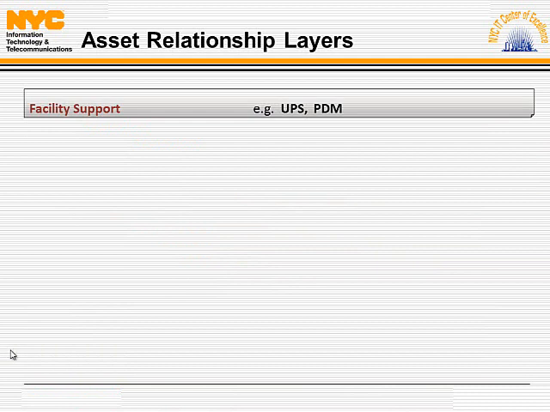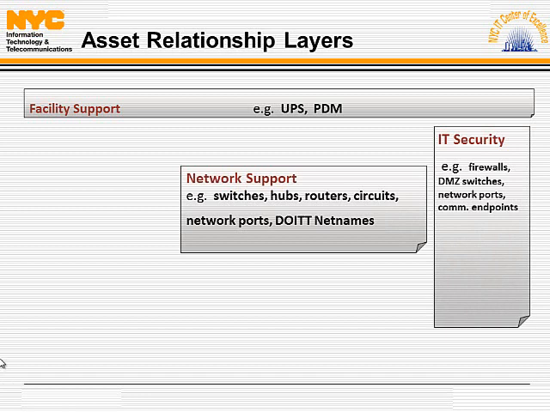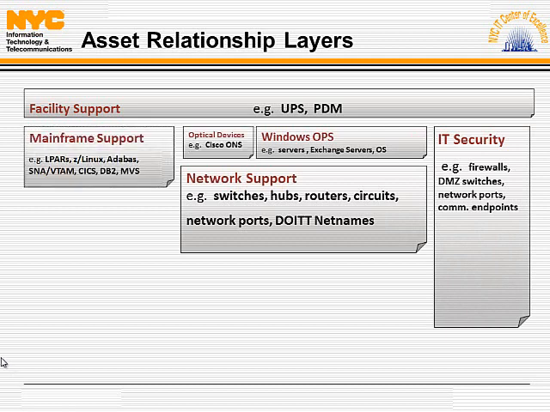IT security goes across several areas, and security has firewalls, switches, network ports, and communication endpoints. Network support, switches, hubs, routers, etc. Windows Ops, servers, Exchange servers, OS. We have optical devices, Cisco ONS. Mainframe support, LPARs, zLinux, Adabas, SNA, VTAM, CICS, DB2. These are sample assets there.